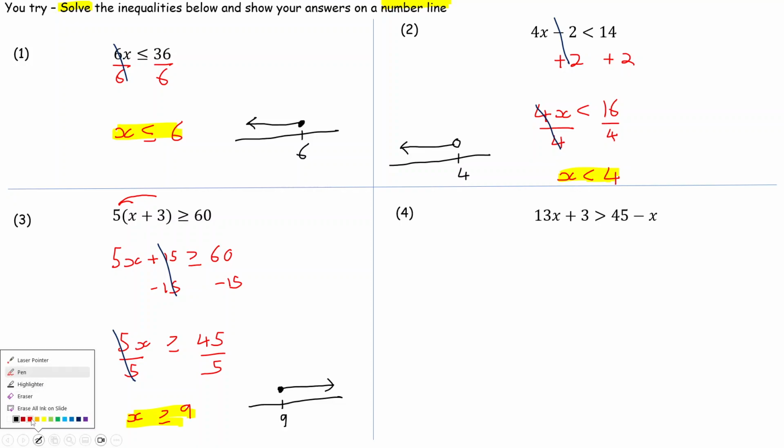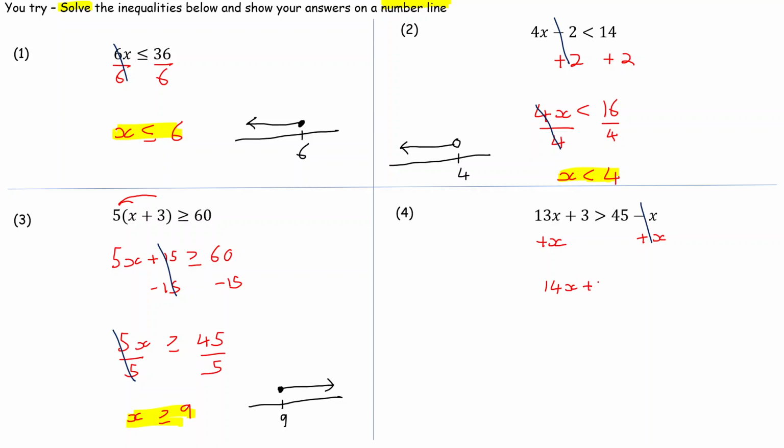Last but not least is a bit more of a tricky one, but nothing we can't handle. The issue is we've got our x's on both sides of the inequality, and we've got numbers on either side of the inequality. You want to get your x's onto one side, your numbers onto the other side. Let's begin by getting rid of that minus x by adding it on to both sides. So add x onto my left-hand side, because then these two cancel, which is useful. And over here, I get 13x add 1x, which is 14x.